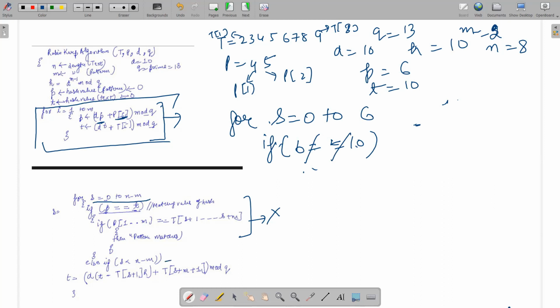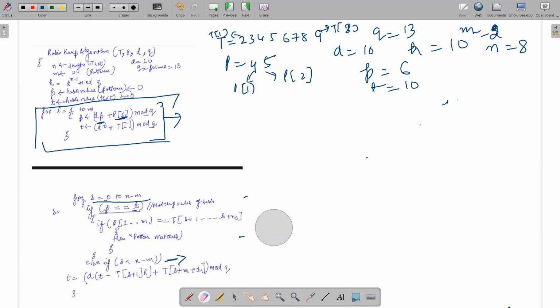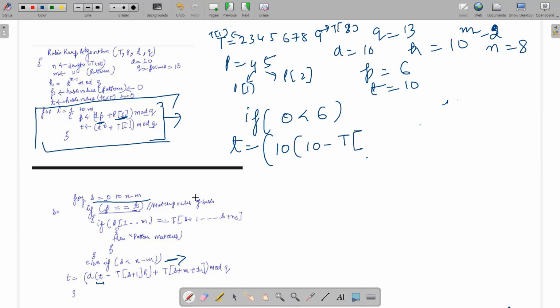So we are not considering this particular case, and I will rather move to the next scenario. Because 6 and 10 are not matching, we check if your s value, which initially you have taken as 0, is less than 6. Obviously, it is less than 6. I'm going to calculate T. T will be calculated with d, which is 10, and your T value is calculated as 10 minus T of 0.